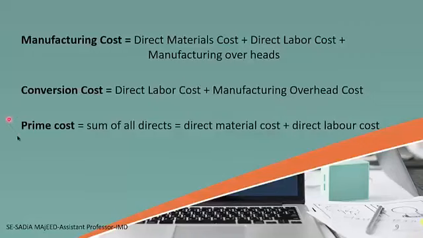And finally, there is another formula which we usually use, that is the prime cost. Prime cost is the sum of all the directs, and we have two types of directs: direct material and direct labor. So the sum of the direct material cost and the direct labor cost is known as the prime cost. So these are some very common formulas which we will use.